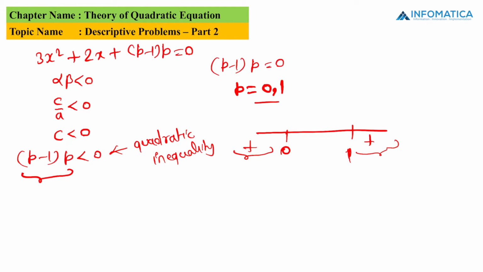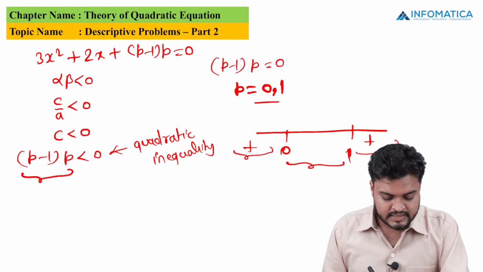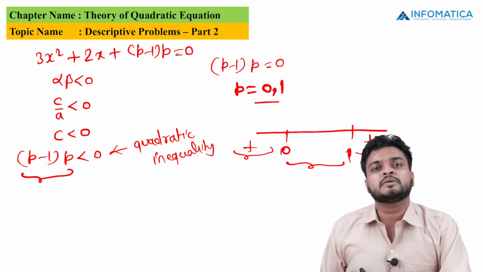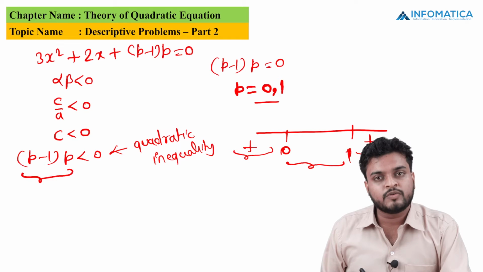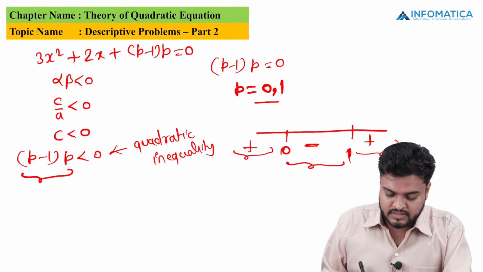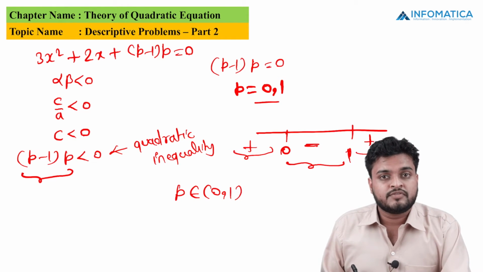Now let's discuss the values between 0 and 1. So here let's see what will happen if I take a value between 0 and 1. If the value is greater than 0 but less than 1, then p minus 1 always gives a negative result, and p is a positive number. So multiplication of two numbers which are opposite in sign always gives me a negative result. So we have to take the range between 0 and 1. So p belongs to 0 comma 1. This is my final answer.